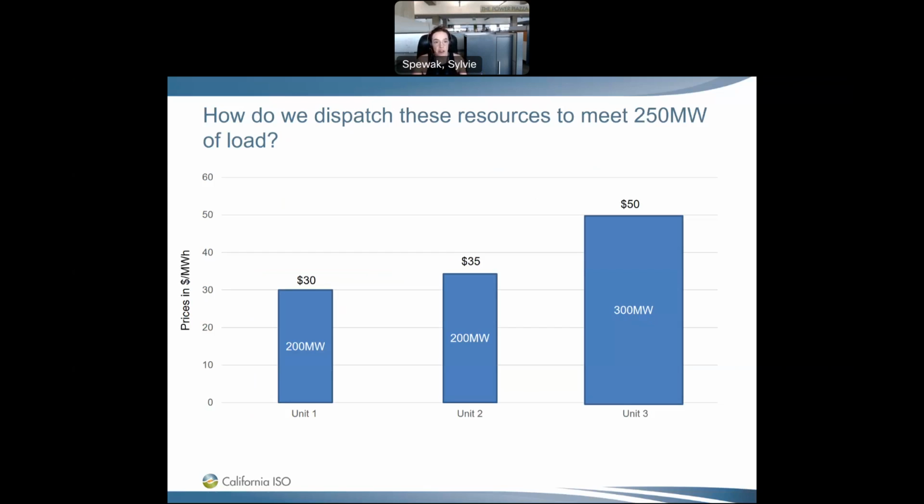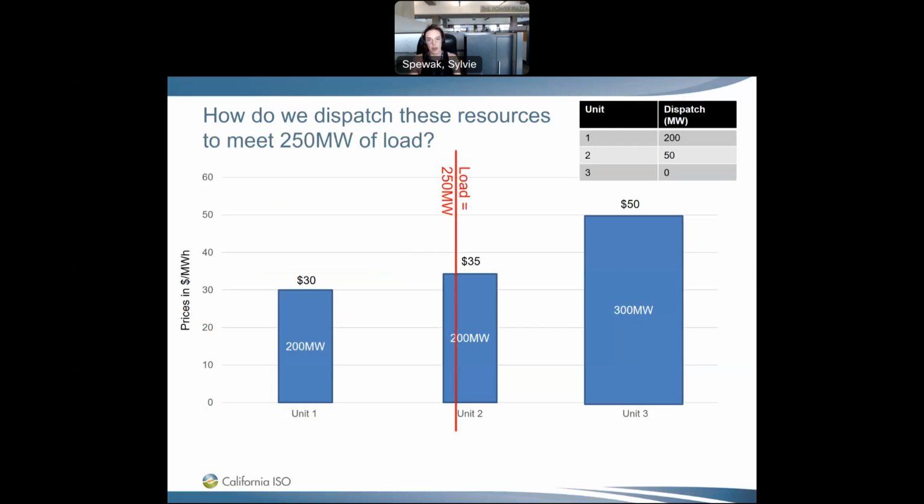So back to the original question, how do we dispatch these resources to meet 250 megawatts of load? Well, we'll go in least cost order, and we can figure this out just by eyeballing it. So the least cost resource is Unit 1, that costs $30 per megawatt hour. Then we still need 50 additional megawatts. We'll take that from Unit 2, and that is sufficient to meet load at 250 megawatts. And I've summarized this in the box at the corner of the slide.